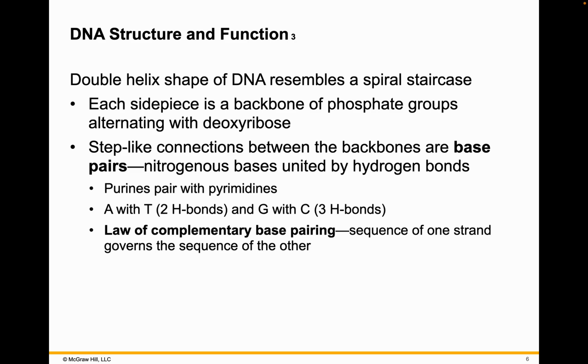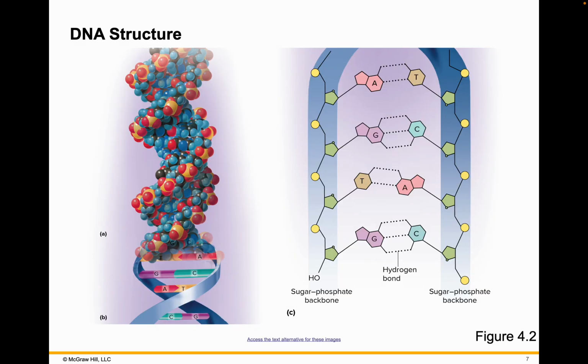The purine will pair with a pyrimidine that gives us the DNA sequence, and this would be the law of complementary base pairing. The sequence of one strand governs the sequence of the other, which is going to be the basis for how DNA is replicated.